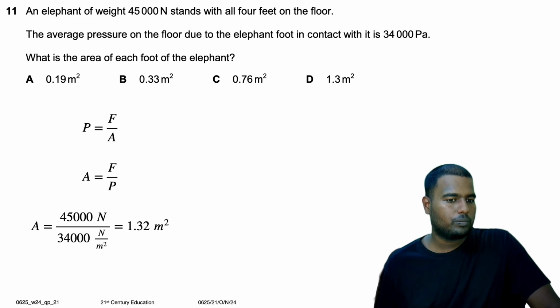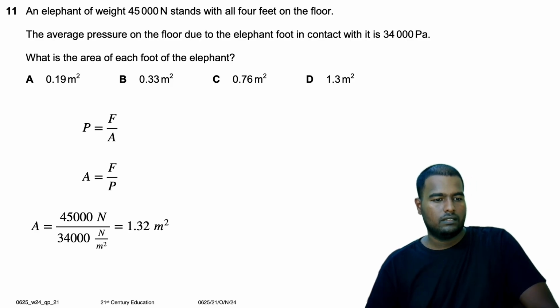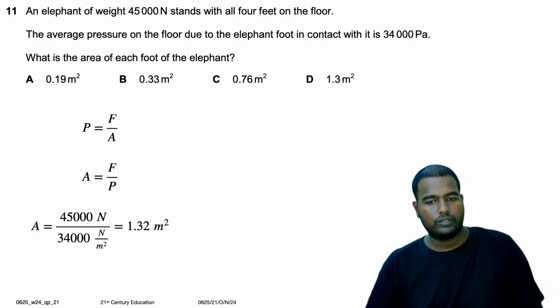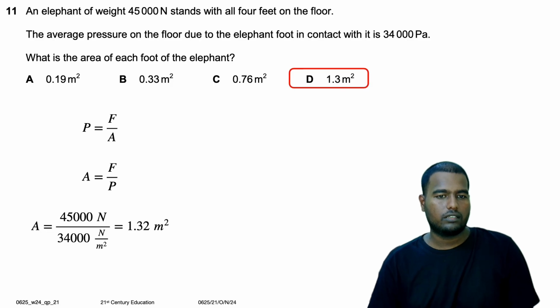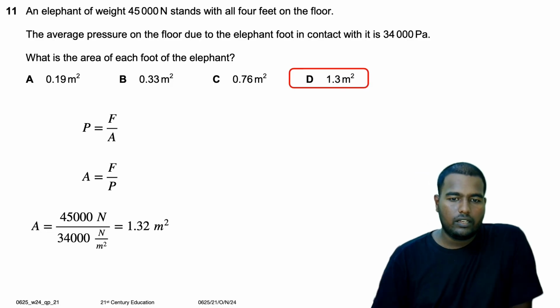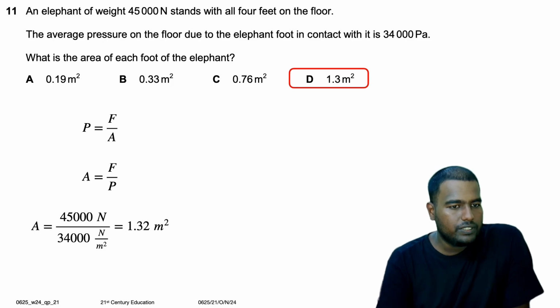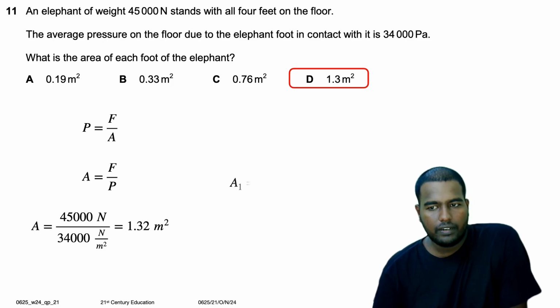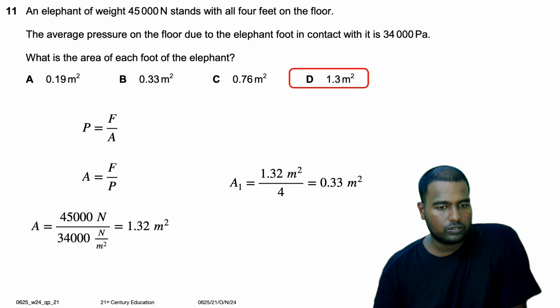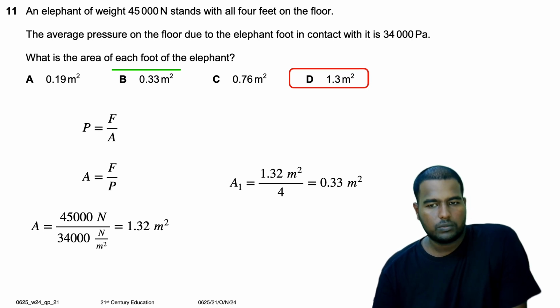So the answer is 1.32 meter square. If you choose option D, then you are wrong because it's the area of 4 legs, 4 feet. What they are asking, what is the area of each foot of the elephant? So we have to divide it by 4. 1.32 meter square divided by 4 is 0.33 meter square. Option B is the right answer.